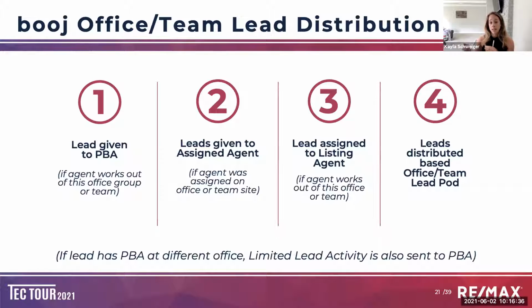If the lead has not been assigned to anyone and they don't have a PBA, then it's going to look to see if the listing they became a lead on is within that office as well. If that listing is within that office hierarchy, then that lead will get routed to the listing agent. Again, so long as they don't have a PBA or assigned agent already. If they don't have a PBA, if they don't have an assigned agent, and if that listing is not within that office website's hierarchy, then the system will distribute the lead based on what are called lead pods, which every office and every team leader can set up for the office or the team.